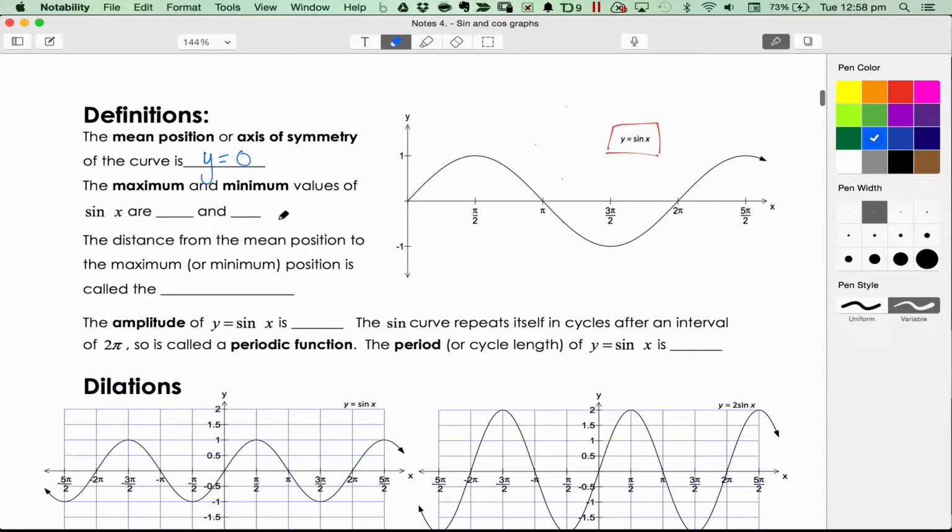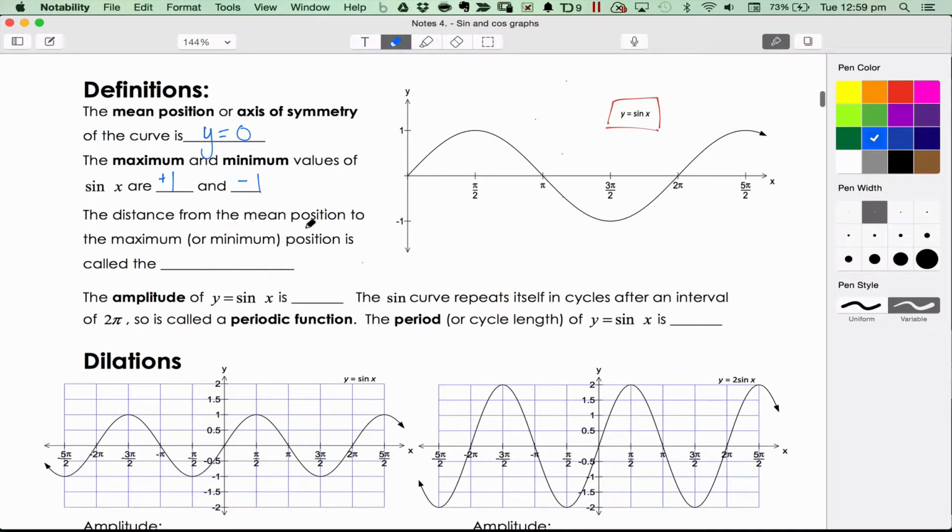The maximum and minimum values of sine x are, well, the maximum, it goes up to 1. I'll put a positive in there to remind you, and it goes down to -1. The distance from the mean position, that was this axis here, up to the maximum or down to the minimum, will always be the same. And it has a special name, it's called the amplitude.